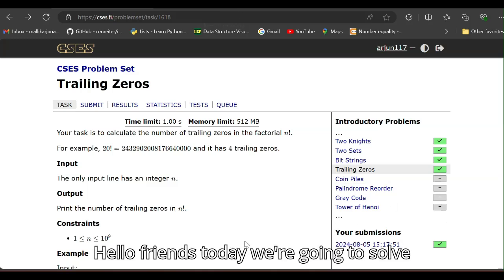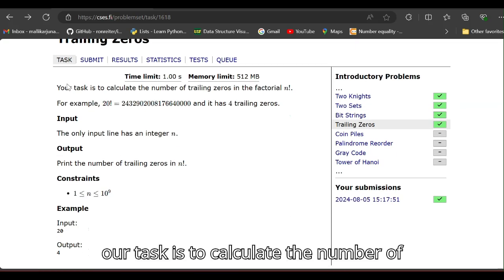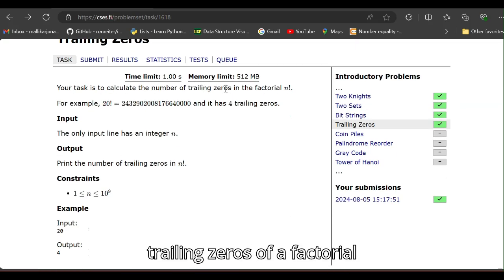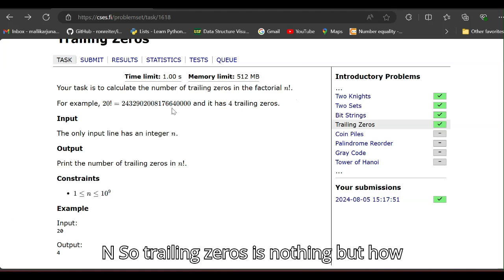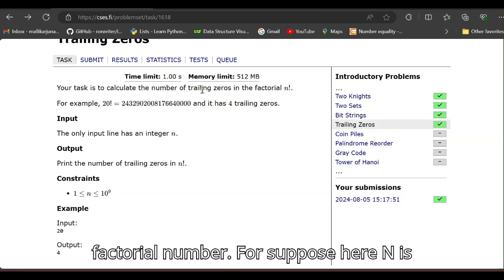Hello friends, today we're going to solve the trailing zeros problem. Our task is to calculate the number of trailing zeros of a factorial n. Trailing zeros are nothing but how many zeros are left at the end of an n factorial number.